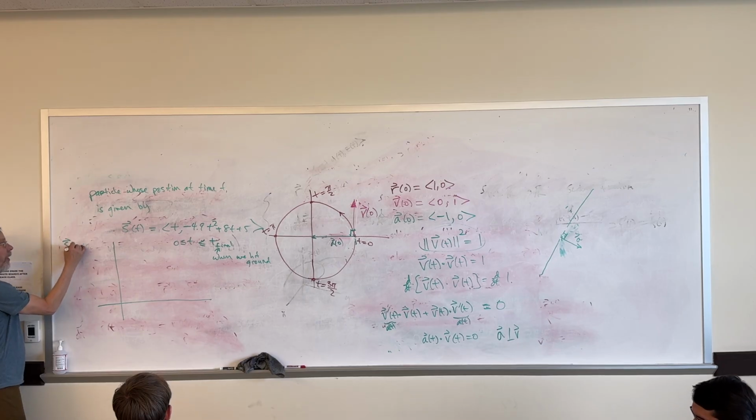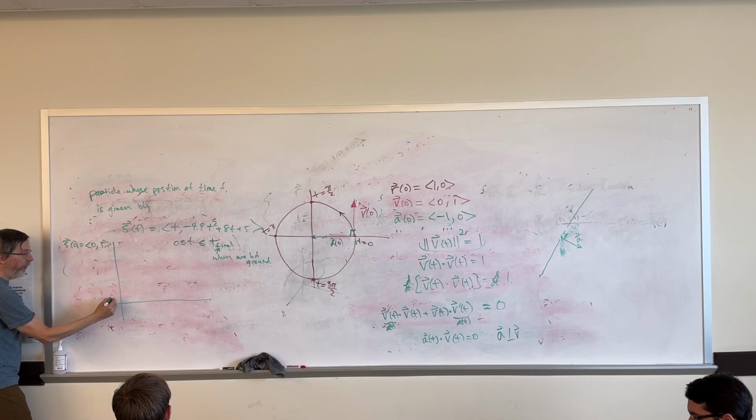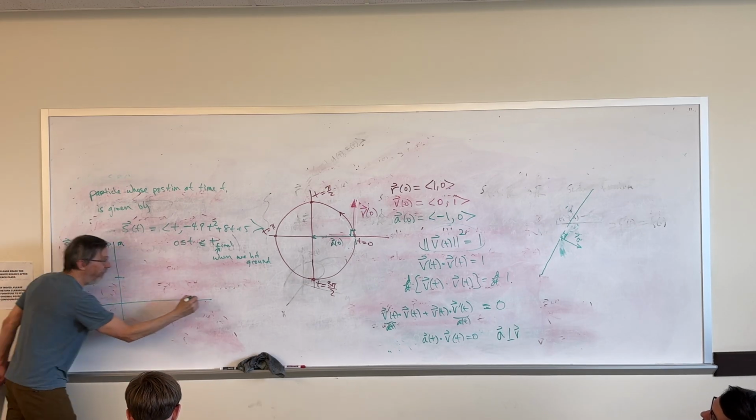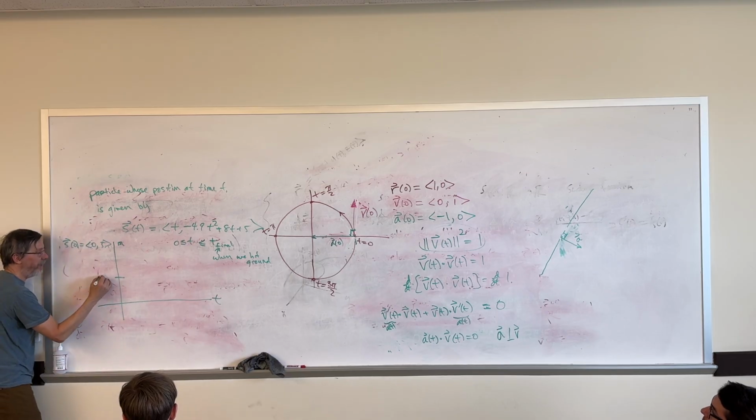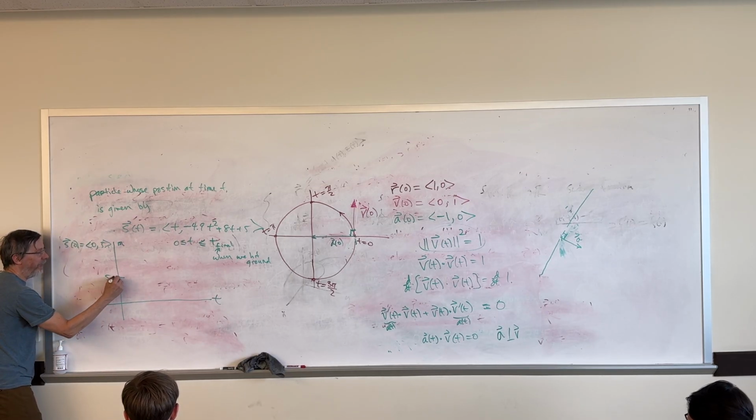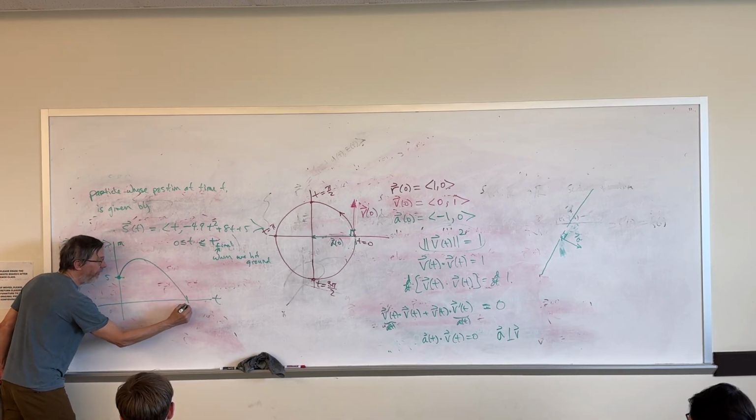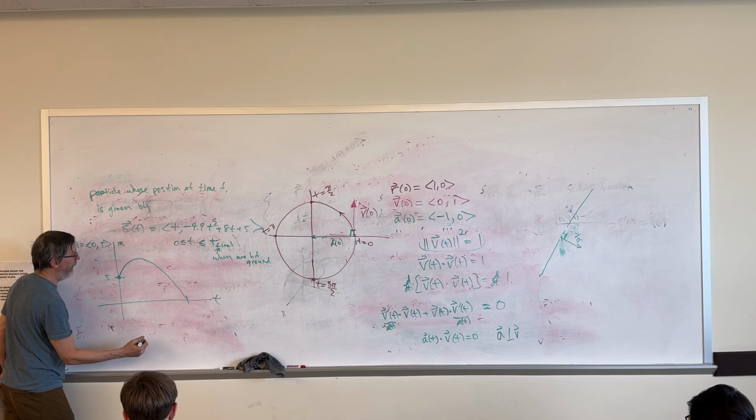S of 0 is 0, comma 5. So my initial height here, and I'm going to say meters. I better say meters if my units are going to be true to physics life. So there's 5 meters. That's where I start. And then I go up and I come down. So that's actually t final there.